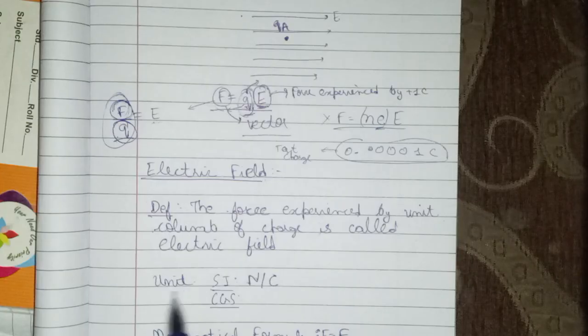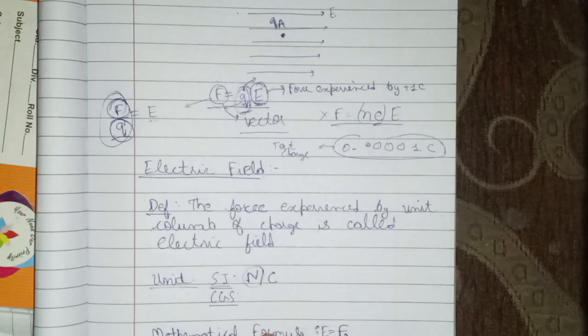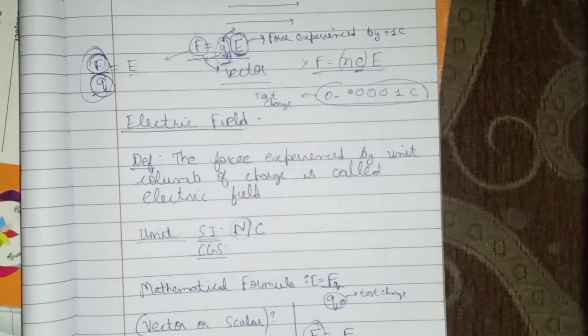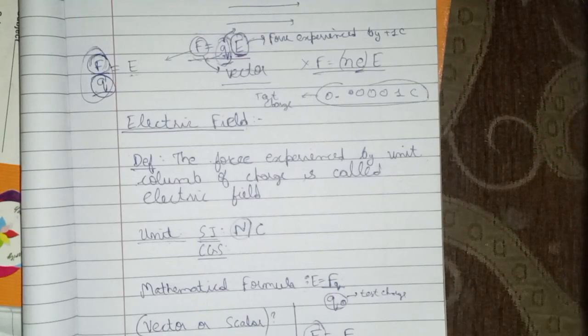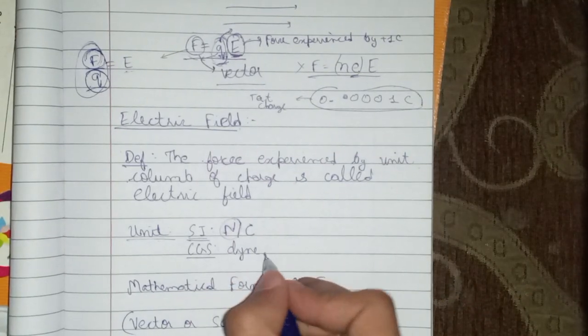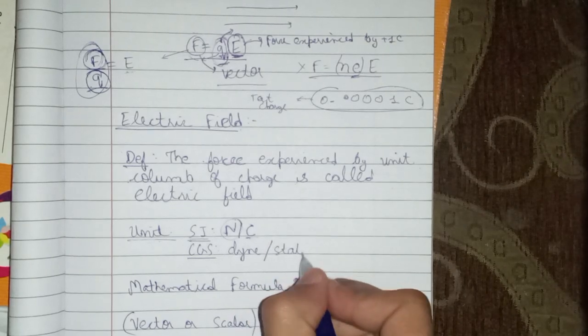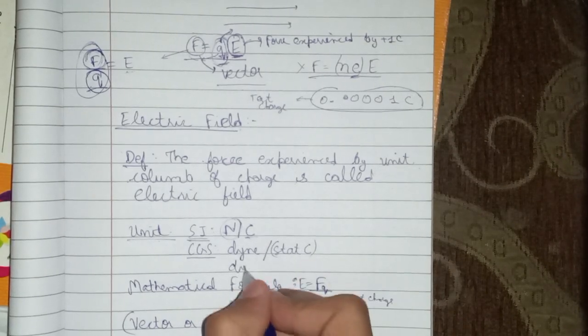Now talking of the SI unit, I told you it's the rate at which, by changing the charge, you could get the force. So it's Newton per coulomb. And here it is dyne per coulomb in CGS. There is also stat coulomb, and there is F coulomb as well.